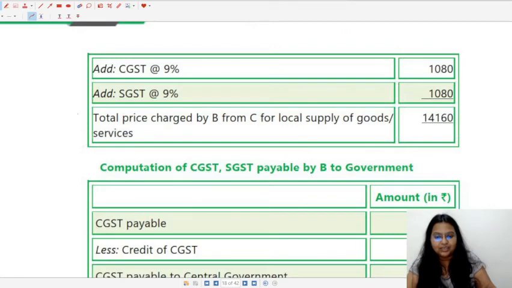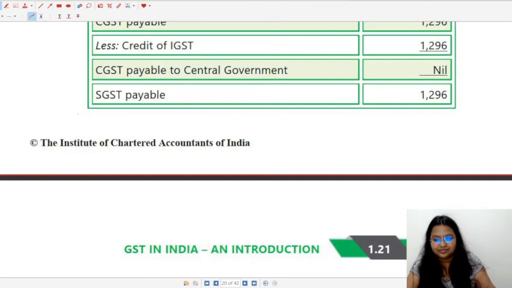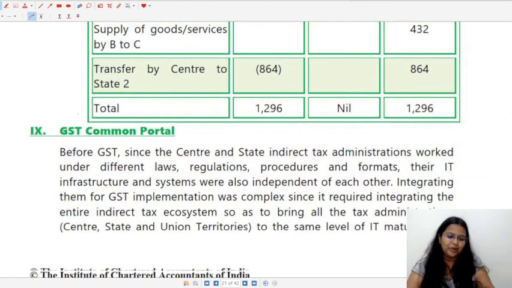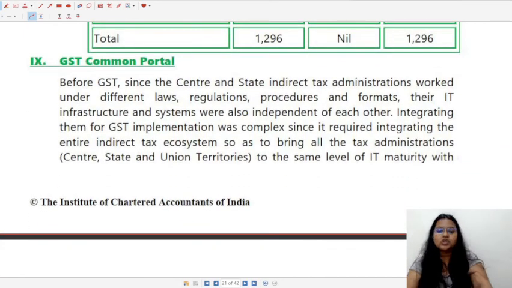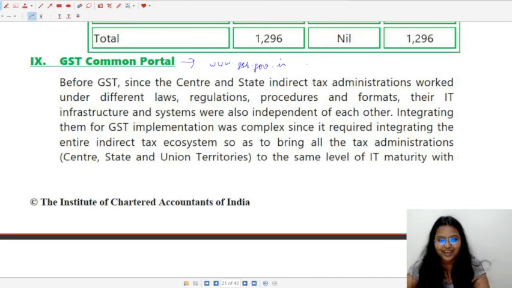Okay, now the next part. Chapter 1 is going to be over very soon. Next is the GST common portal. So what do we mean by GST common portal? Students, basically all the work of GST, except one or two works which I will tell you about, is done on this GST common portal. That GST common portal is actually www.gst.gov.in. IN stands for India, GOV stands for government, so it is the Indian government website.